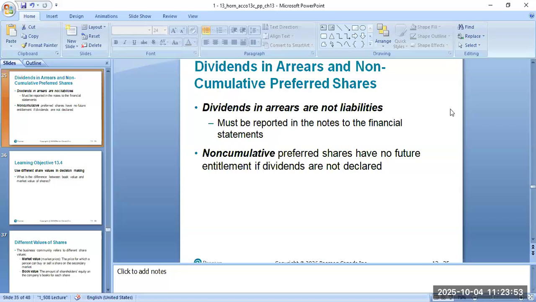For the non-cumulative preferred shares, since they're not cumulative, we don't have to do anything. Basically, when we declare a dividend, we don't have to pay any dividend which hasn't been paid to the preferred shares for the previous year.